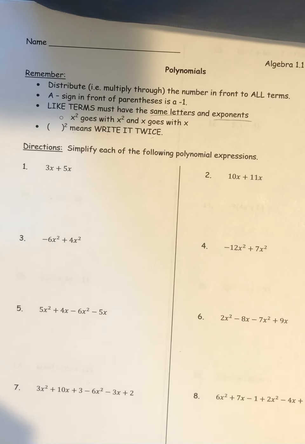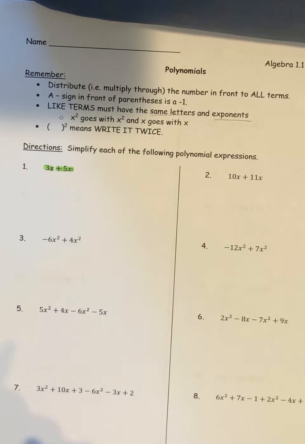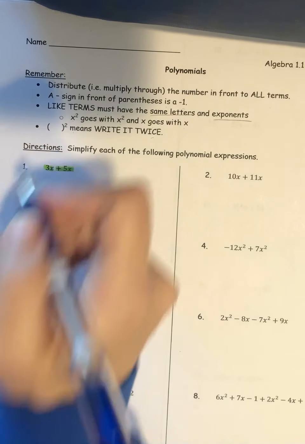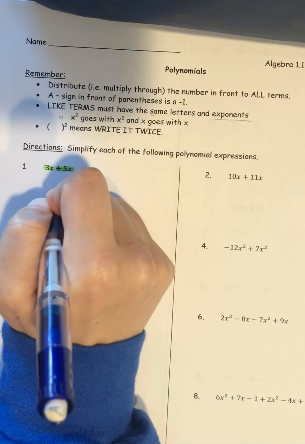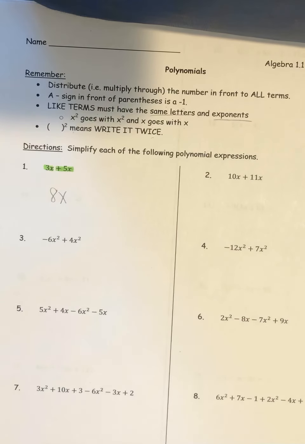So if we look at example number 1, it says 3x plus 5x. Well, this is an x and this is an x, so they are like terms. So 3x plus 5x, 3 plus 5, if you go into your calculator, is 8x. We don't do anything with the x because we only added them because they were both x's.